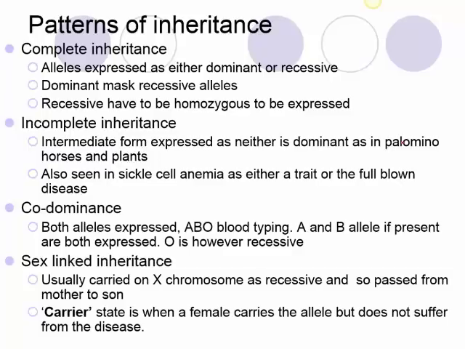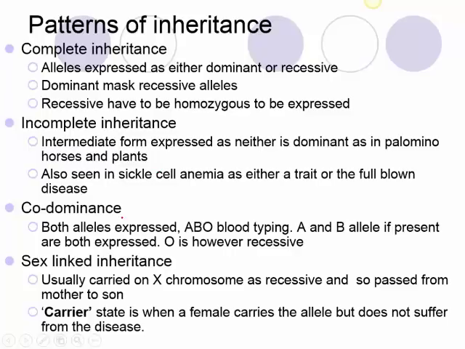Incomplete inheritance, many books put sickle cell anemia in this, others do it in codominance. I'm using kind of your book. It's also seen in sickle cell anemia where it's incomplete in the sense that a person will either have a milder form of the disease if only one of the genes is expressed, and that is called the trait, or they may have the full-blown form of the disease when they have both of those genes together. Okay, so we'll see that. We'll see how this happens.